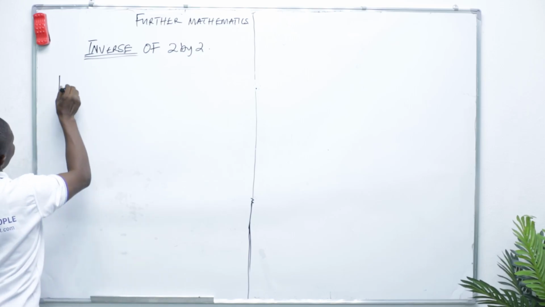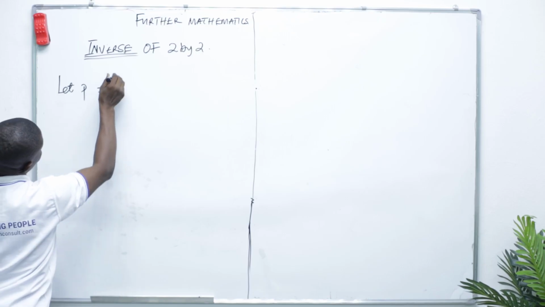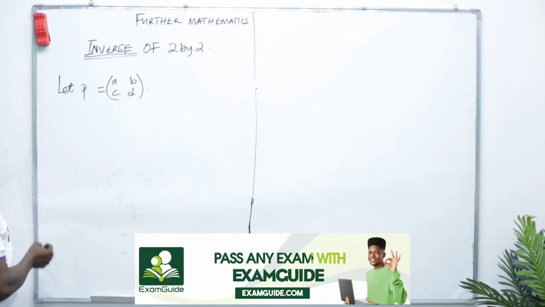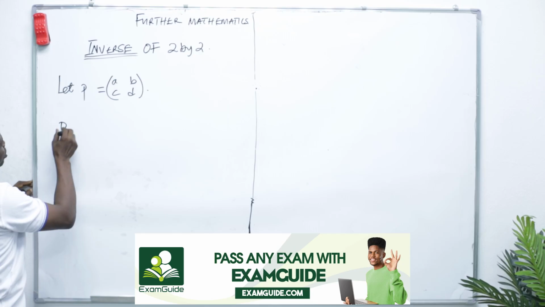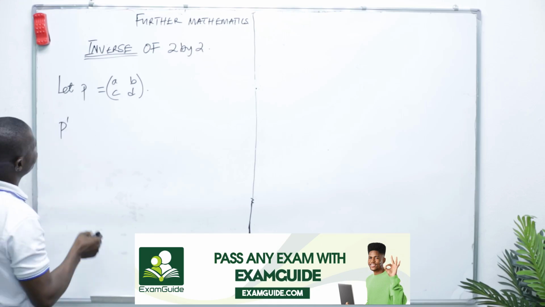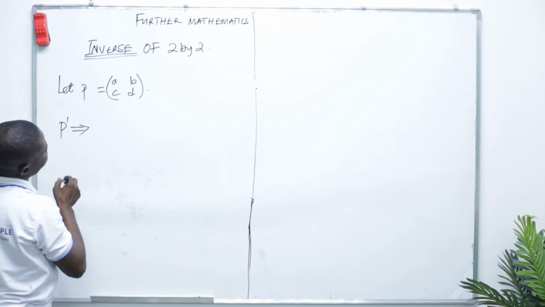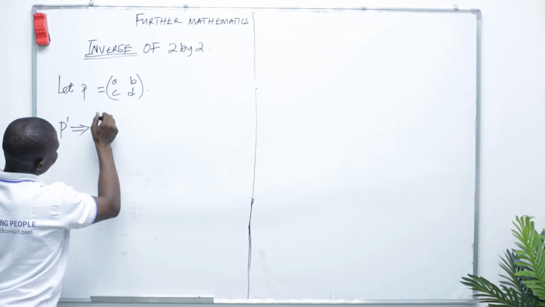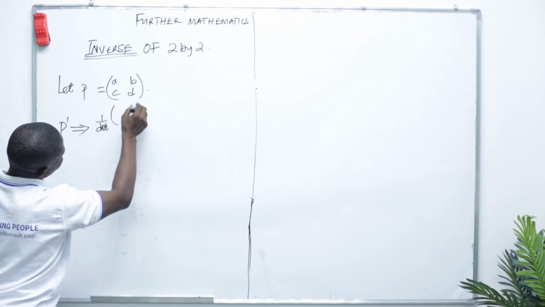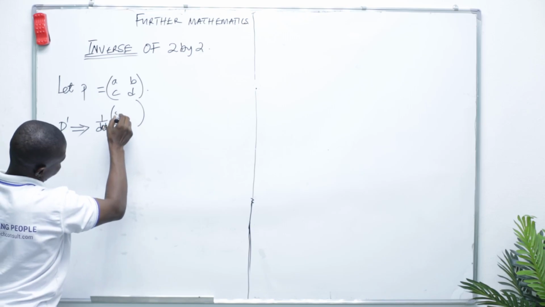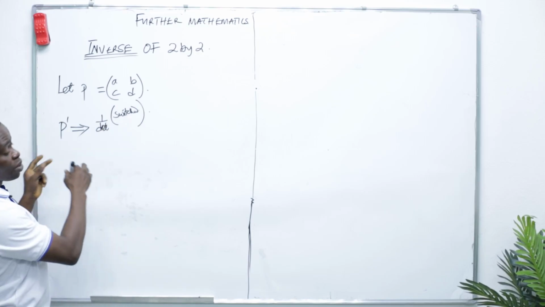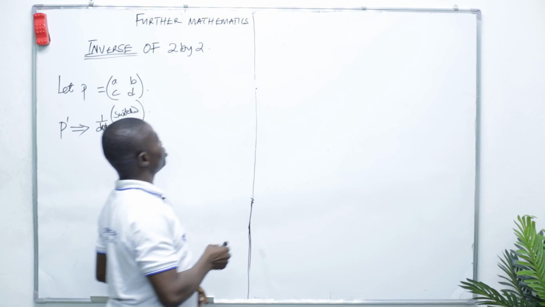Given that P equals A, B, C, D, the inverse of P, written P inverse or P raised to power minus 1, implies 1 all over the determinant, multiplied by the matrix that has been switched. You are switching the matrix. So how are we going to do that? Look at what we are going to do.